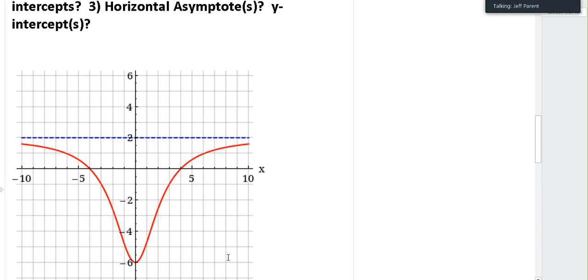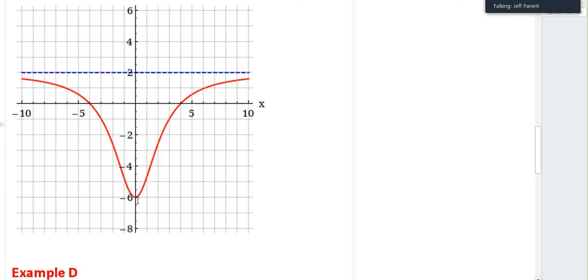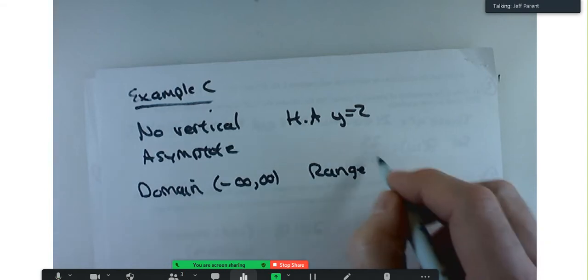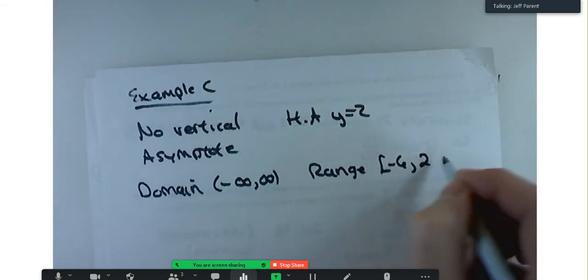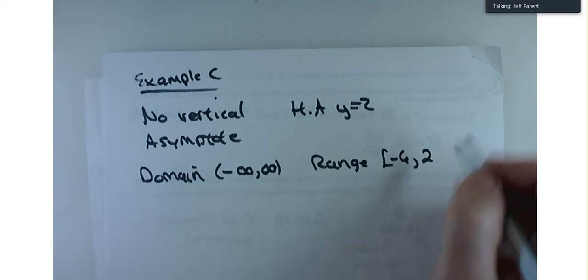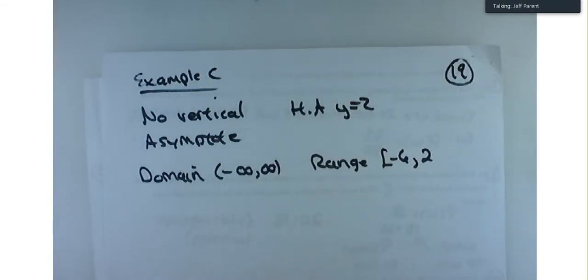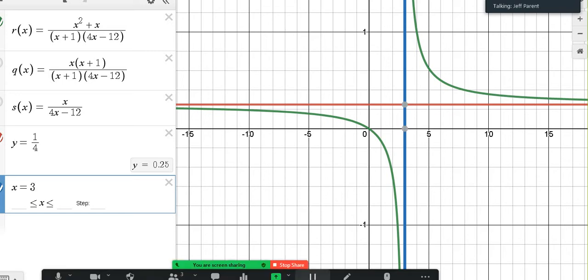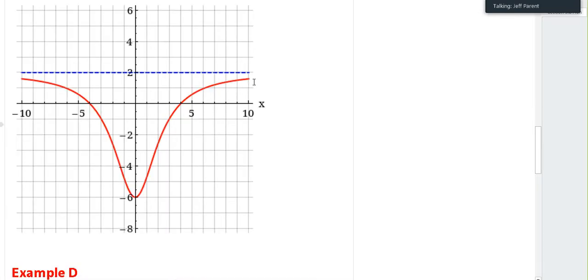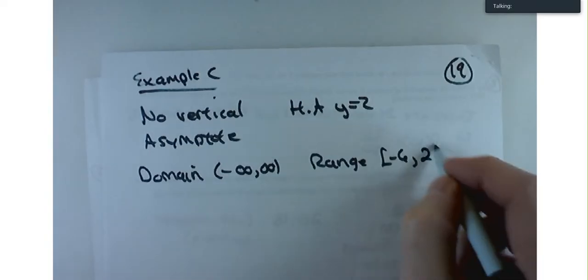How about the range, though? Range is the y value. So it actually gets down and touches -6. So you would include -6 with a bracket. So -6 up to 2. But is 2 going to get a bracket or parenthesis? Well, the graph gets close to, but never quite touches 2. So we're not going to include 2 in the range. It would get a parenthesis.